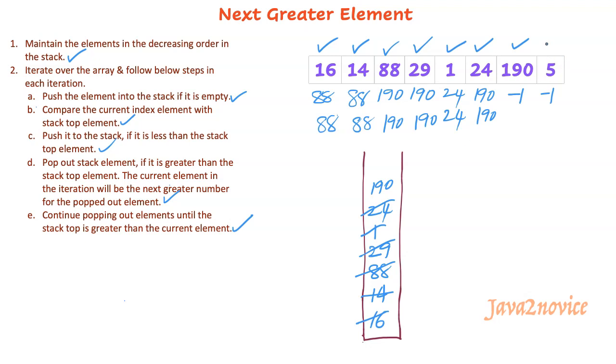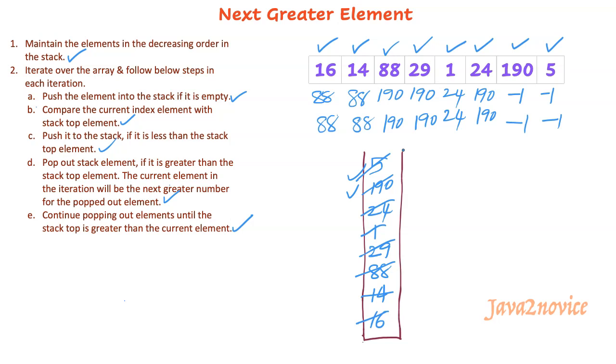In the next iteration, 5 is the number. 5 is less than the stack top, so push it here. Now we are done with iterating over the array. No more elements left in the array. If you look at the stack, there are a few more elements left in the stack. That means they do not have any next greater element. So we will mark them -1. So for 5, it is -1. For 190, it is -1. This is our logic. Since it requires only one traversal through the array, the time complexity is big O of n. Hope you understood the logic.